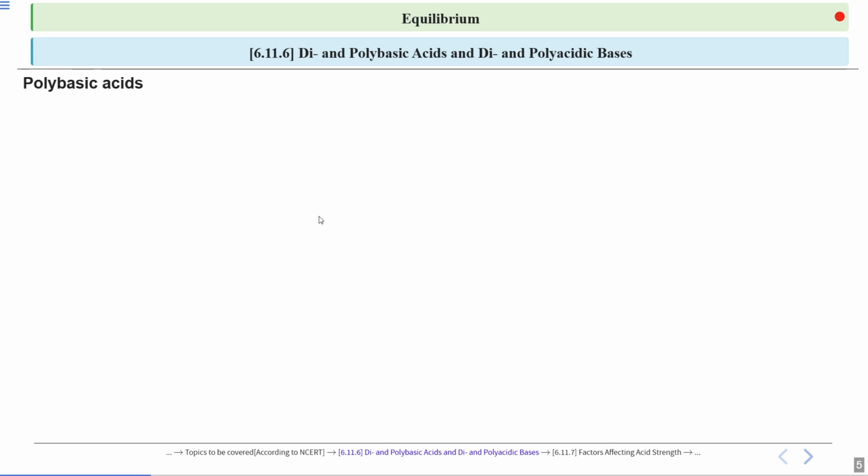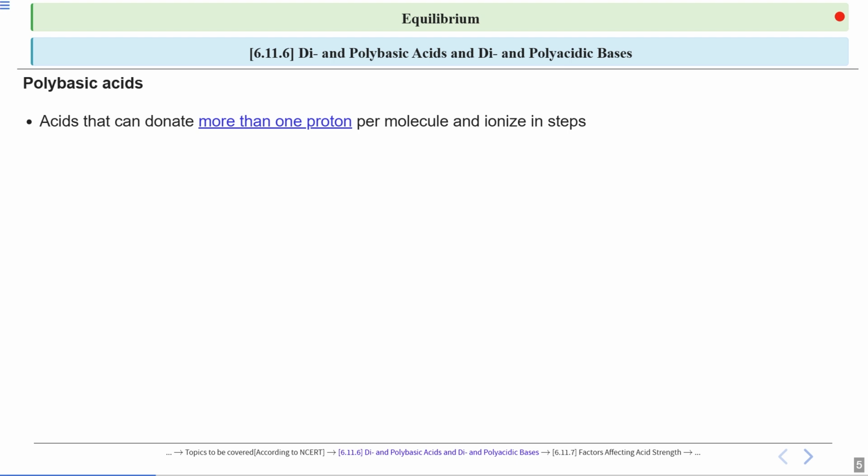So let's start with the polybasic acids. There is a very simple definition of it, although the concept is somewhat difficult to get. The definition says that if your acid can donate more than one proton, then we call that acid a polybasic acid. We know from the Arrhenius definition that acids are those substances that can donate H+. Now, if your molecule is donating more than one H+, then that molecule is polybasic in nature.